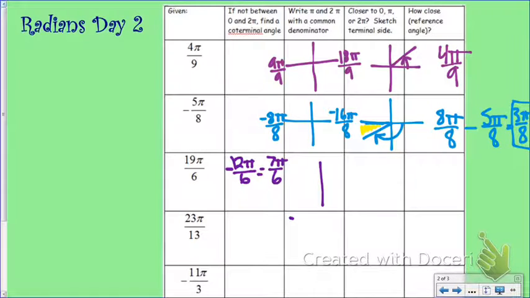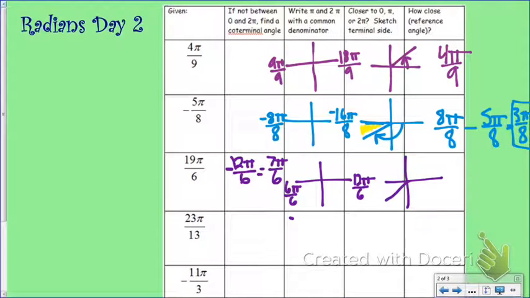Now I'm going to graph 0 and 2 pi. I'm going to plot those with that common denominator, so I'll do 6 pi over 6 and 12 pi over 6. And now I'm going to sketch the terminal side by figuring out which one it's closest to. Well, 7 pi over 6 is closer to 6 pi over 6 than it is to 12 pi over 6. That means 7 pi over 6 is going to fall in the third quadrant.